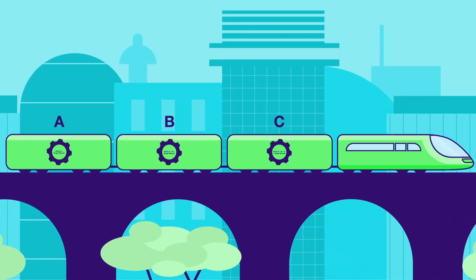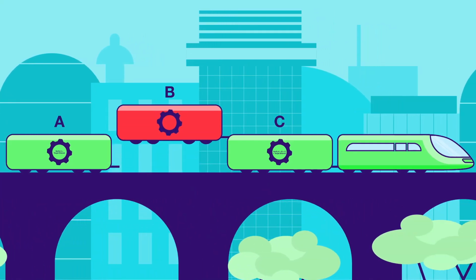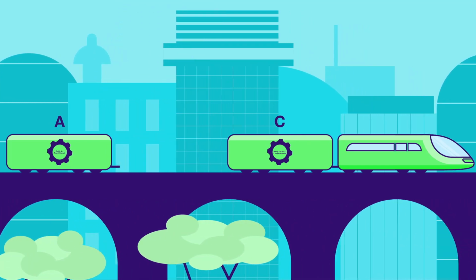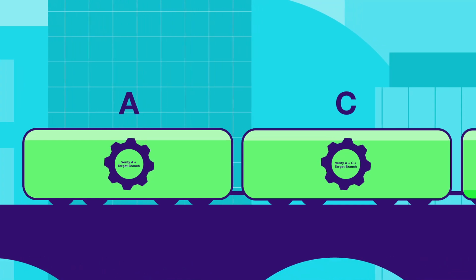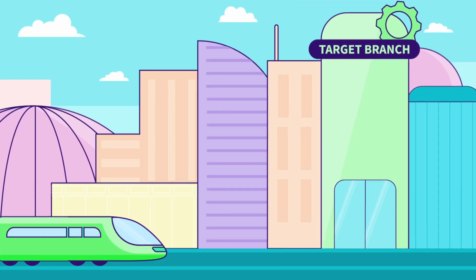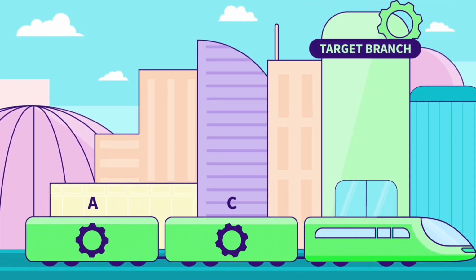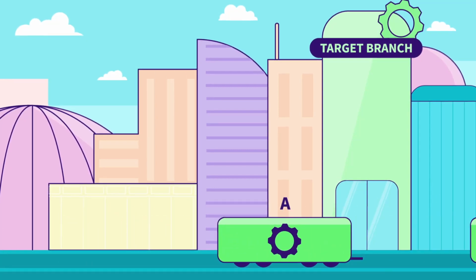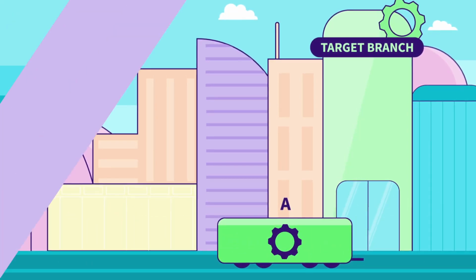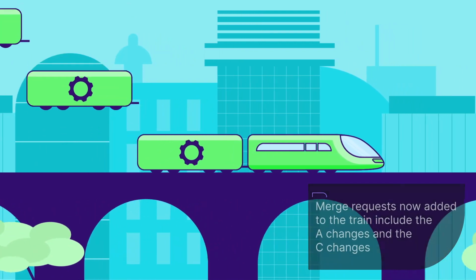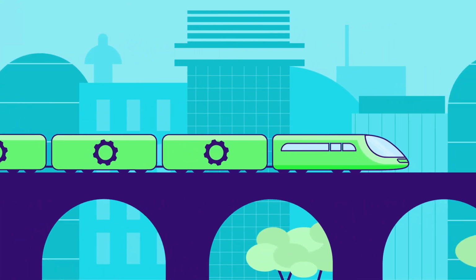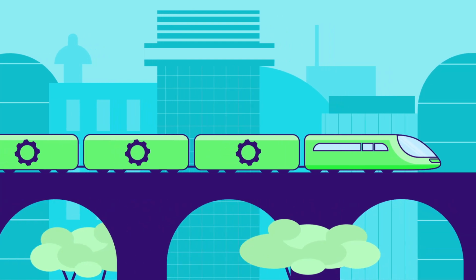If the pipeline for B fails, it is removed from the train. The pipeline for C restarts with the A and C changes, but without the B changes. If A then completes successfully, it merges into the target branch, and C continues to run. If more merge requests are added to the train, they now include the A changes that are included in the target branch, and the C changes that are from the merge request already in the train.